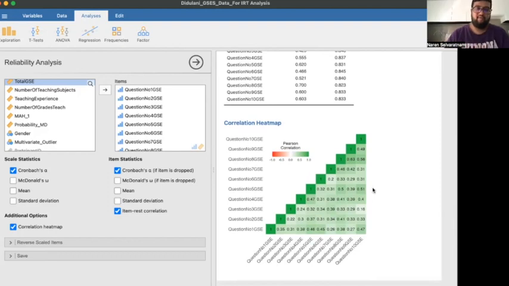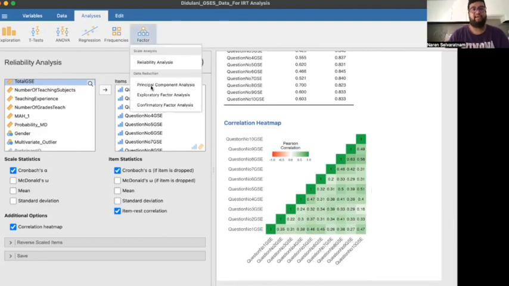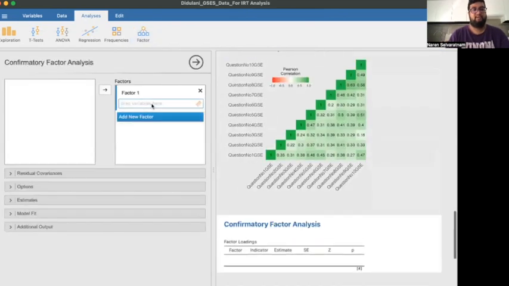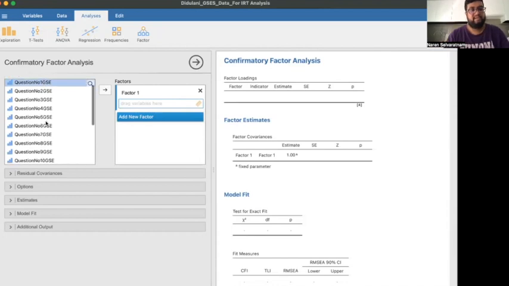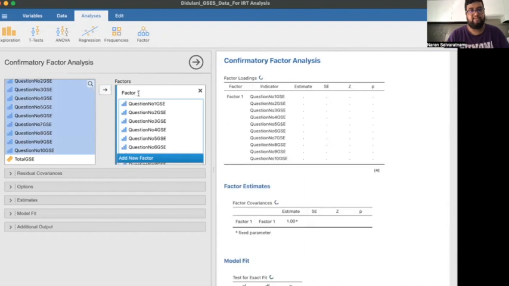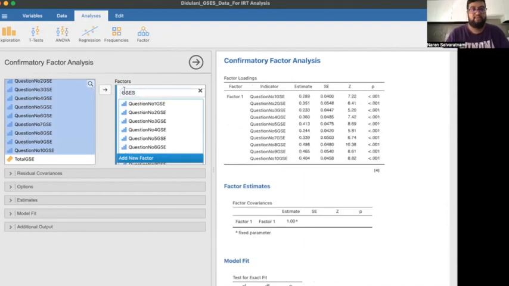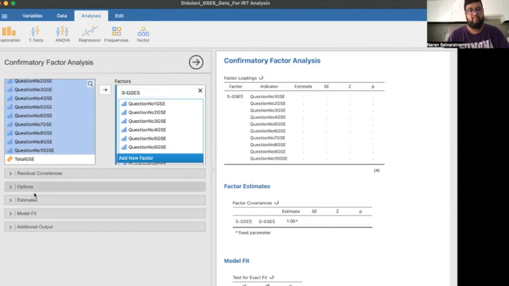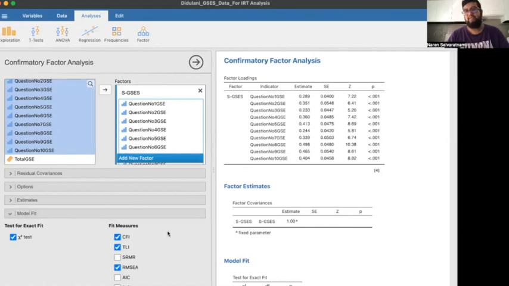Now, if you have all of this, you can actually go for confirmatory factor analysis as well. Now I'm going to go for confirmatory factor analysis. Here I am going to once again select all my items, and I'm going to put them all in this factor. This is my factor one. I'm going to name my factor as GSES. Actually, you know what, I'm going to say SGSCS, because that is Sinhala Generalized Self-Efficacy Scale. And I'm going to just go for my model fit. Now we know our scale is unidimensional.